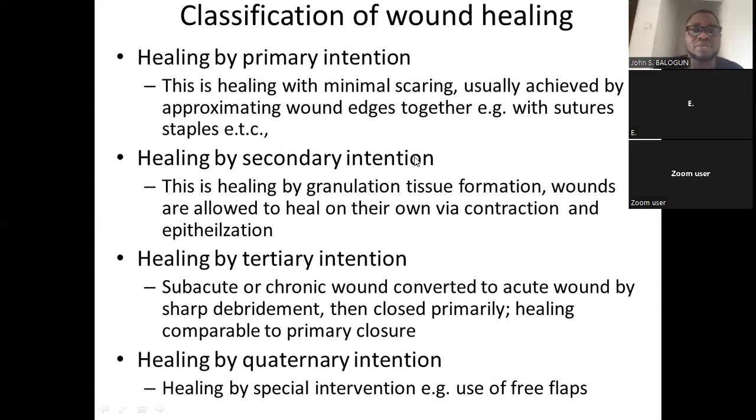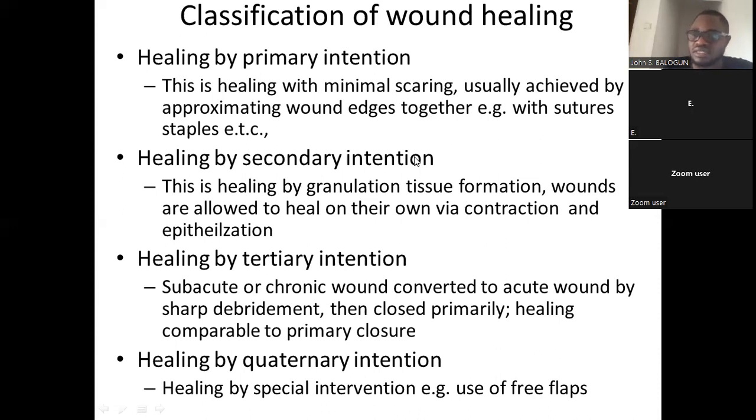Okay. I said there are different methods by which the body tries to heal damaged tissue, and those processes of healing are what we classify wound healing into: primary intention, secondary intention, tertiary intention. I said the quaternary intention, I will not bother you about it at all. But I'll tell you about the primary, secondary, and tertiary intention, and that's what you will need. For primary intention, the body's aim is to heal with minimal scar. And for this to happen, it will need an external intervention, commonly, not all the time.